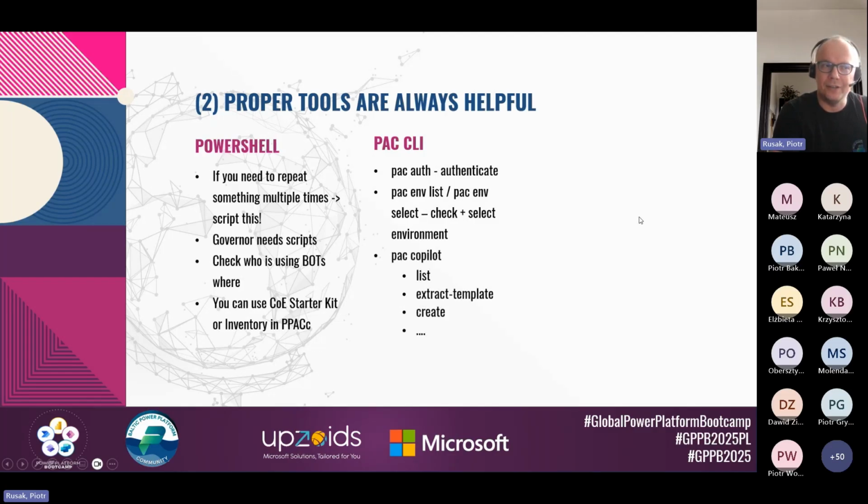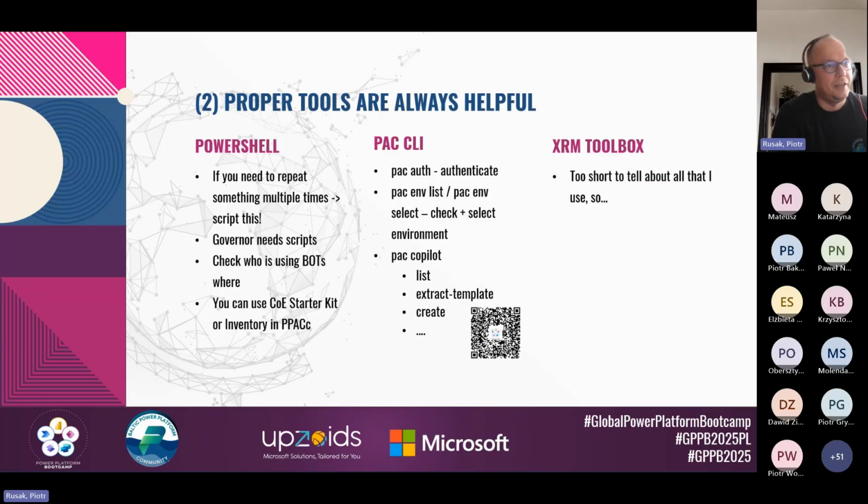Then we have a lot, maybe not a lot, just several commands, but I like some of them, and I would like to show you one command that we use in my team quite a lot, just to speed up some processes. And last, okay, a QR code, of course, about PAC CLI. The last part is XRM Toolbox, my favorite. I love XRM Toolbox. If you are not using it, it's time to start, because it simplifies life. It's too short a time to tell all about all the use cases, so today I will focus on my favorite.